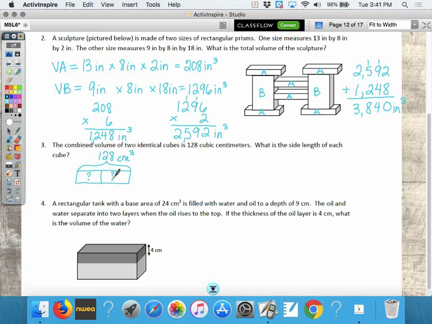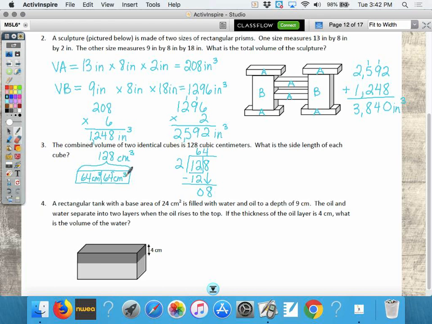So the first thing I have to do is decide, okay, I have 2 identical cubes that measure 128 cubic centimeters. That means that to figure out the volume of each, I will divide by 2. So 12 is where I'm going to chunk this. 2 times 6 equals 12. Bring down my 8. 2 times 4 equals 8. So the volume of each is 64 cubic centimeters.